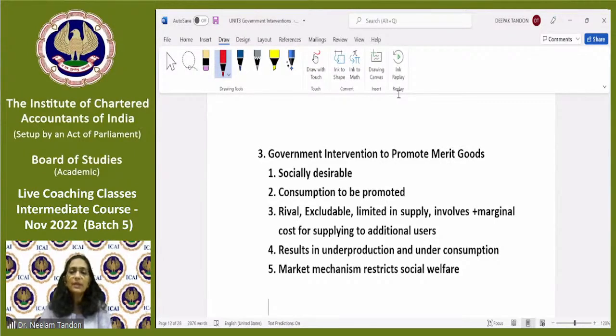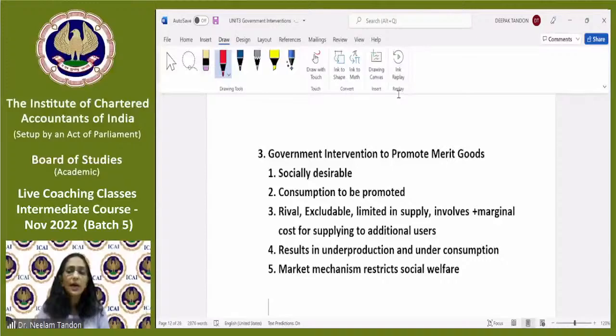But these are rivals, because those who can pay the price can avail it. People are excluded. If one set of people goes to better schools, then others will be deprived of that. There's limited supply, because at the price at which education is offered, only some people can afford to go. For good education you need money, and if you do not have money, you cannot sustain. So that is why government intervenes.